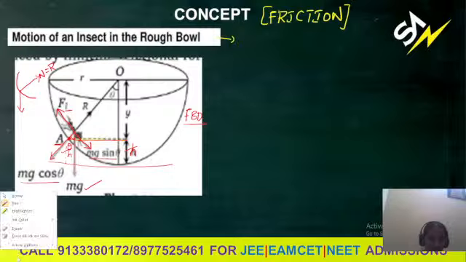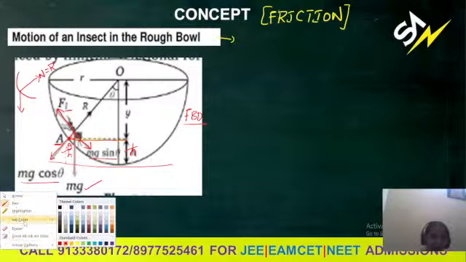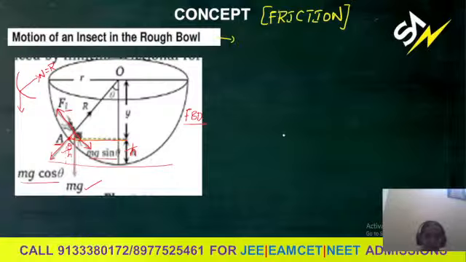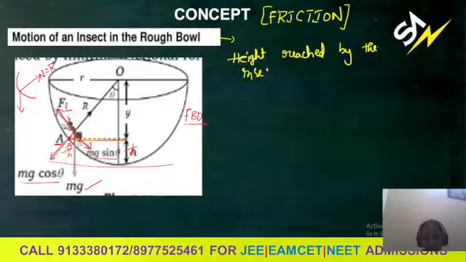So now let us see what is the height reached by that insect in the rough bowl. So we have to find here the height reached by the insect in the bowl. So that is our question.